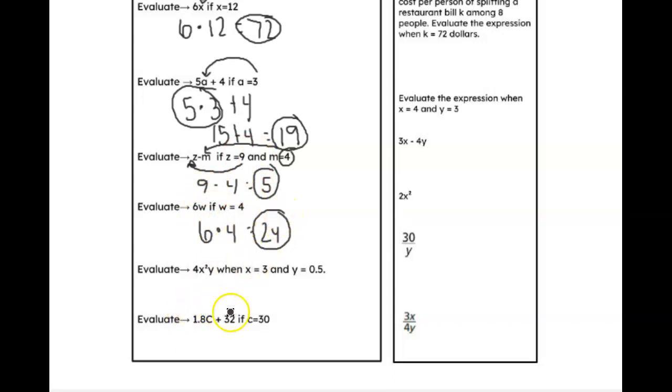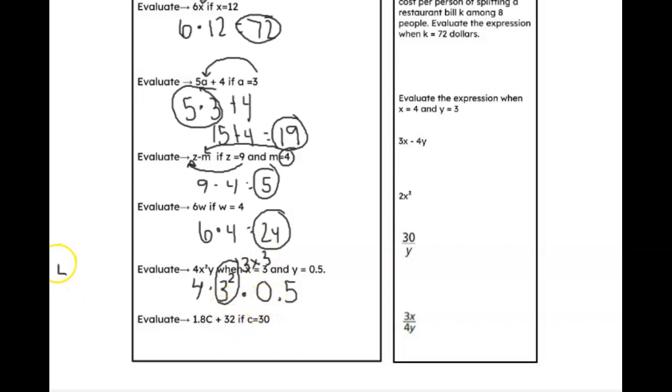Okay, this next one is a little bit more intense here. I have 4x squared times y when x equals 3 and y equals 0.5. So this is a lot of multiplication because everything is right next to each other. I'm going to start with 4 times x, which is 3. Then we have to make sure we put the square next to it, times 0.5. And we're going to use order of operations to solve this. I wrote a little big, so I'm going to write off to the side here just a second. There are no parentheses, but there are exponents. 3 squared means we're taking 3 times 3, so that's 9.